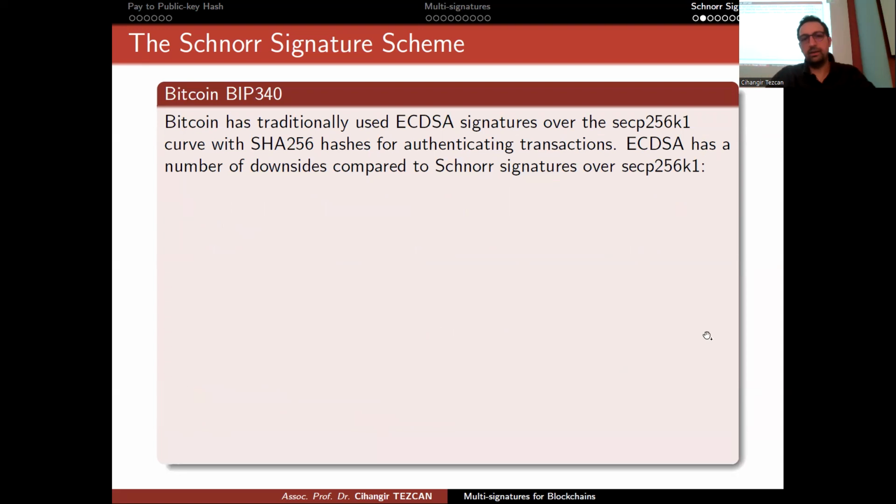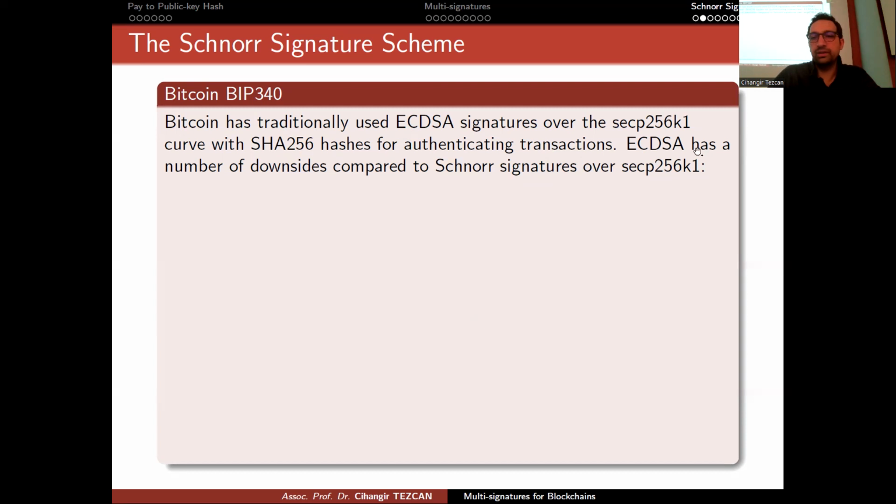So let me talk about how this is added to Bitcoin. This is from Bitcoin Improvement Proposal 340. Bitcoin has traditionally used the elliptic curve digital signature algorithm, and the signatures provided from this algorithm over the elliptic curve, which we talk a lot about, called secp256k1. And Bitcoin uses SHA-256 for hashing these transactions, right?